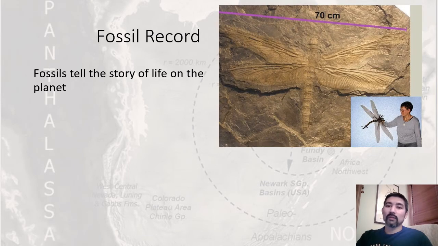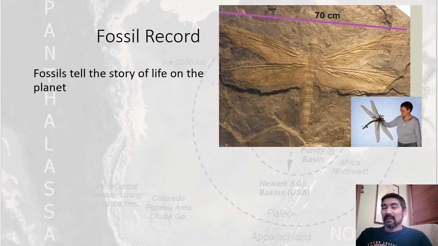People were finding fossils of dragonflies that were tremendously large, 70 centimeters in wingspan. And this woman in the picture in the lower right hand corner is actually holding a scale model of how big that dragonfly would have been. If you have an aversion to bugs like me, it would really make your skin crawl to imagine something like that landing on your shoulder.